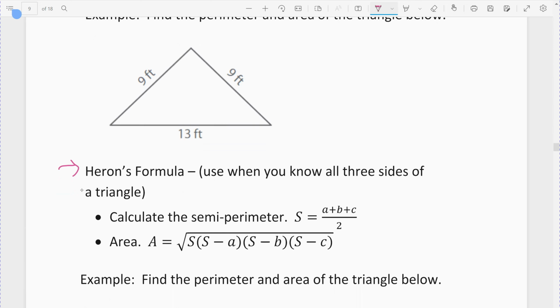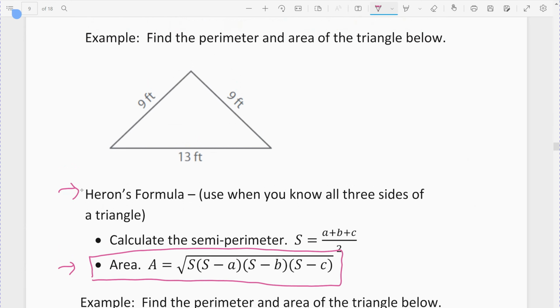First thing you have to do is calculate the semi-perimeter, which means you add up all the sides and divide by 2. And then we use Heron's formula. Again, it is a more complex formula, and we don't want to use this one unless we have to. But we will. I'll do 2 examples in this case.